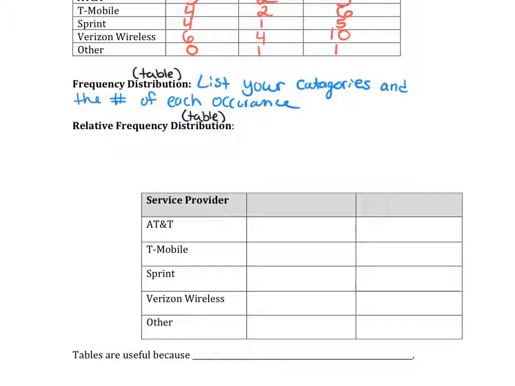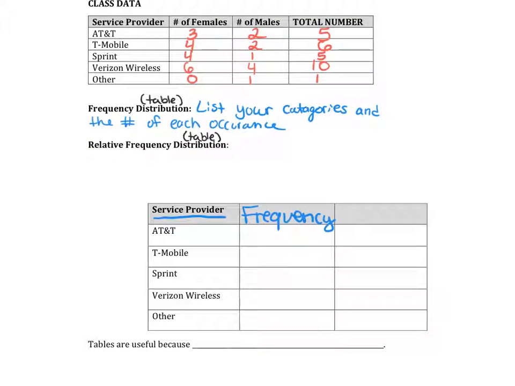So for example, down at the bottom here, we have our table. You list your categories first. So we have a title, service providers, telling us what our categories are, and then listing all the possible options: AT&T, T-Mobile, Sprint, Verizon, and other. And then next to it, your second column would just be titled frequency. Right now we're just going to focus on the total number of people for each service provider. We basically already did that when we were gathering our data in the total number column. So we have 5 people from AT&T, so the frequency is 5, 6 for T-Mobile, 5 for Sprint, 10 for Verizon, and 1 for other.